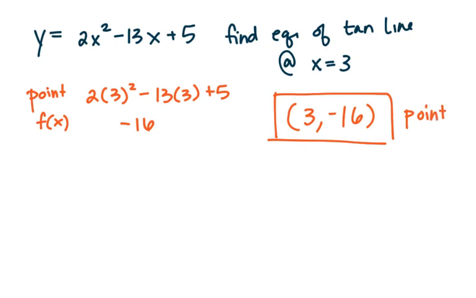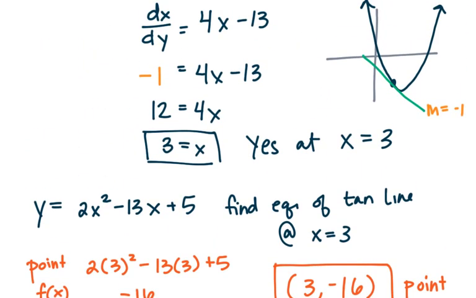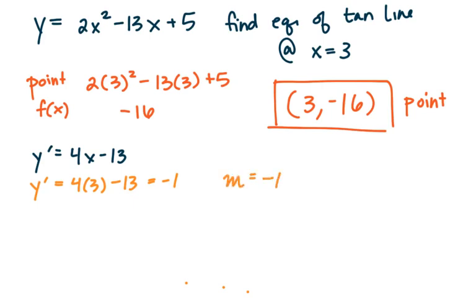That is my point. So we already know what the slope is. The slope is the derivative, and the derivative was given. It was -1. However, if we take our derivative formula, 4x minus 13, we've got y prime equals 4x minus 13. If I were to plug my 3 value in, I would get 4 times 3 minus 13. I get out -1. So m equals -1. Of course, that was given.